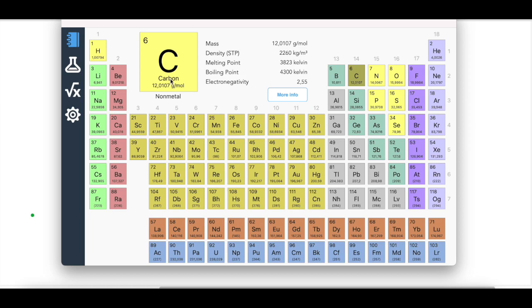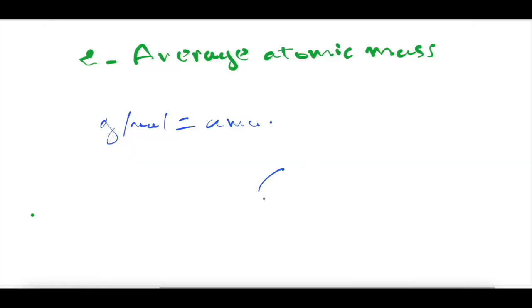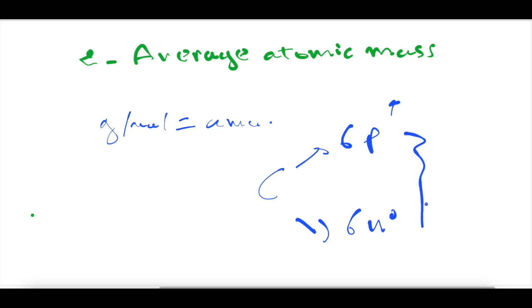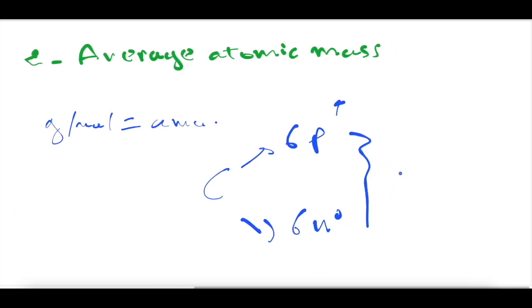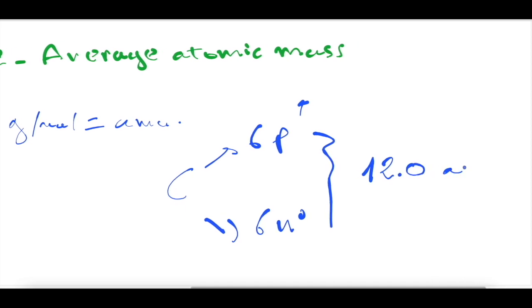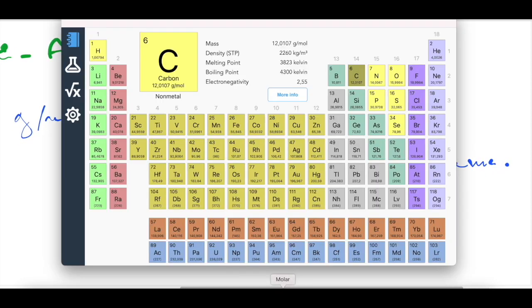Here the mass of the carbon does not represent the sum of its subatomic particles. Indeed, carbon contains 6 protons and 6 neutrons. So the sum of these subatomic particles gives a number of 12 AMU. But on the periodic table we have 12.0107, and it's the case for almost all the atoms. For example, boron is 10.811, and silicon or lithium.